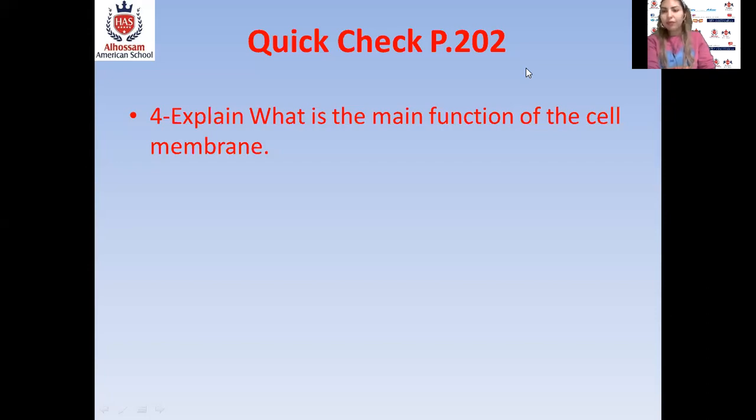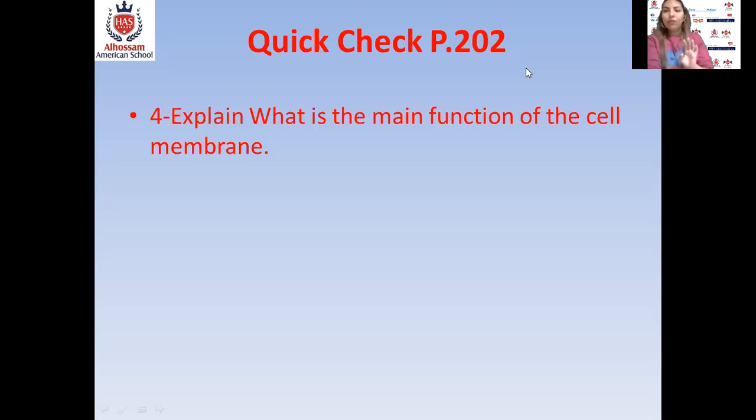Okay, Khalid. So, Ahmed Khalid? Yes, what is the main function of the cell membrane? To control what moves in and out of the cell. Material which moves in and out of the cell. It lets nutrients and water in and lets wastes out. Yeah. So it controls the materials which come into or out of the cell. Thank you so much. You're welcome.